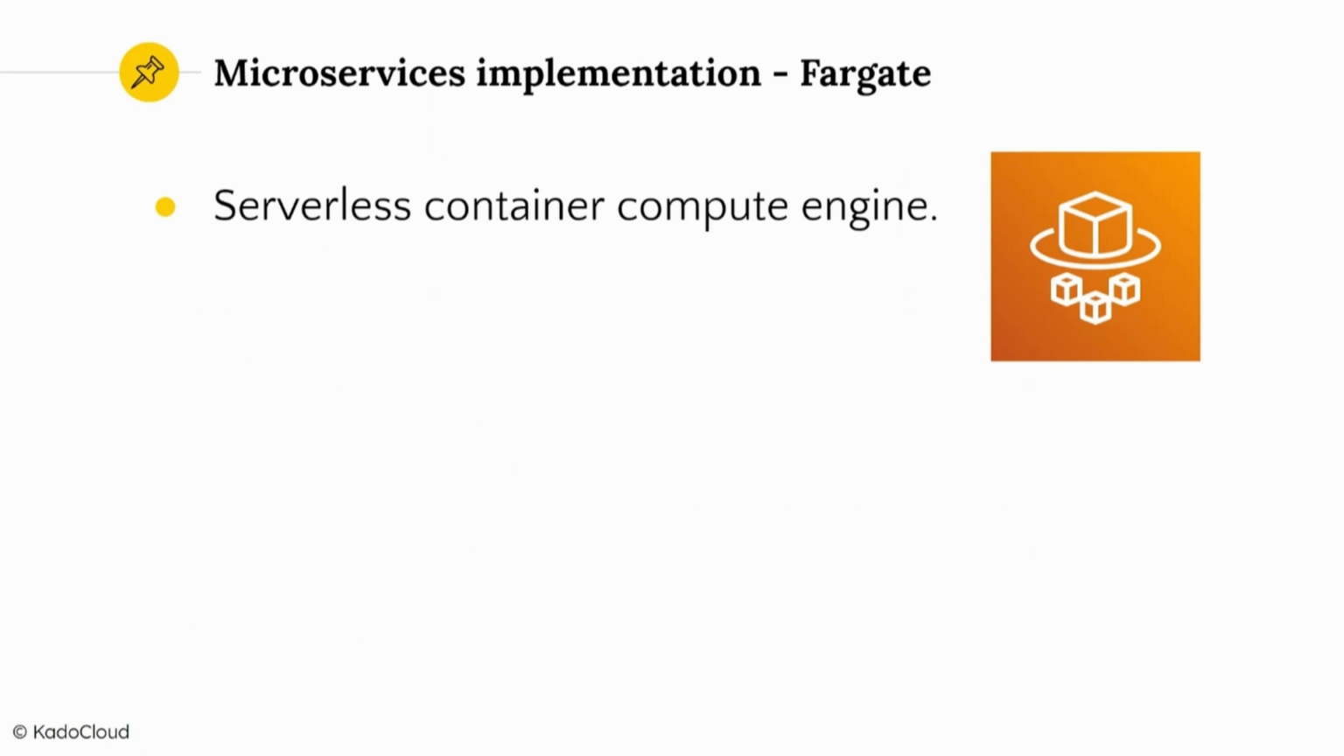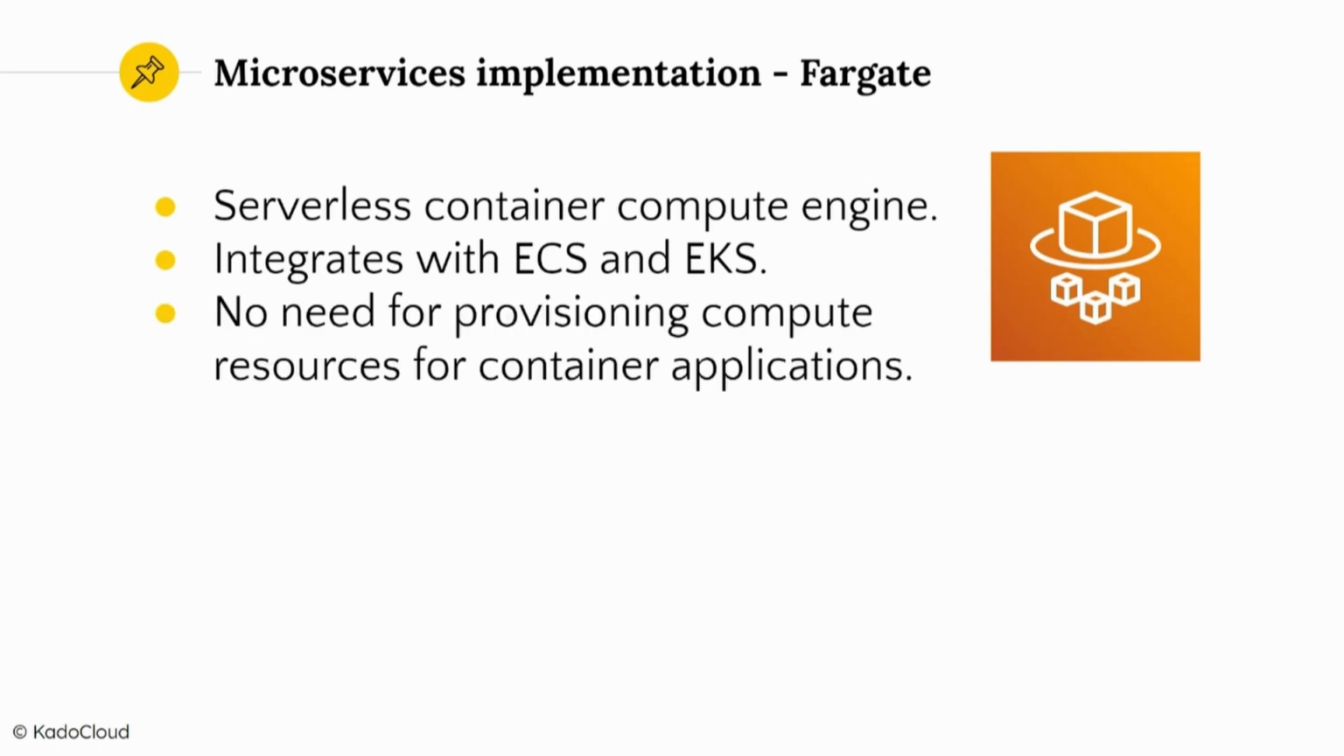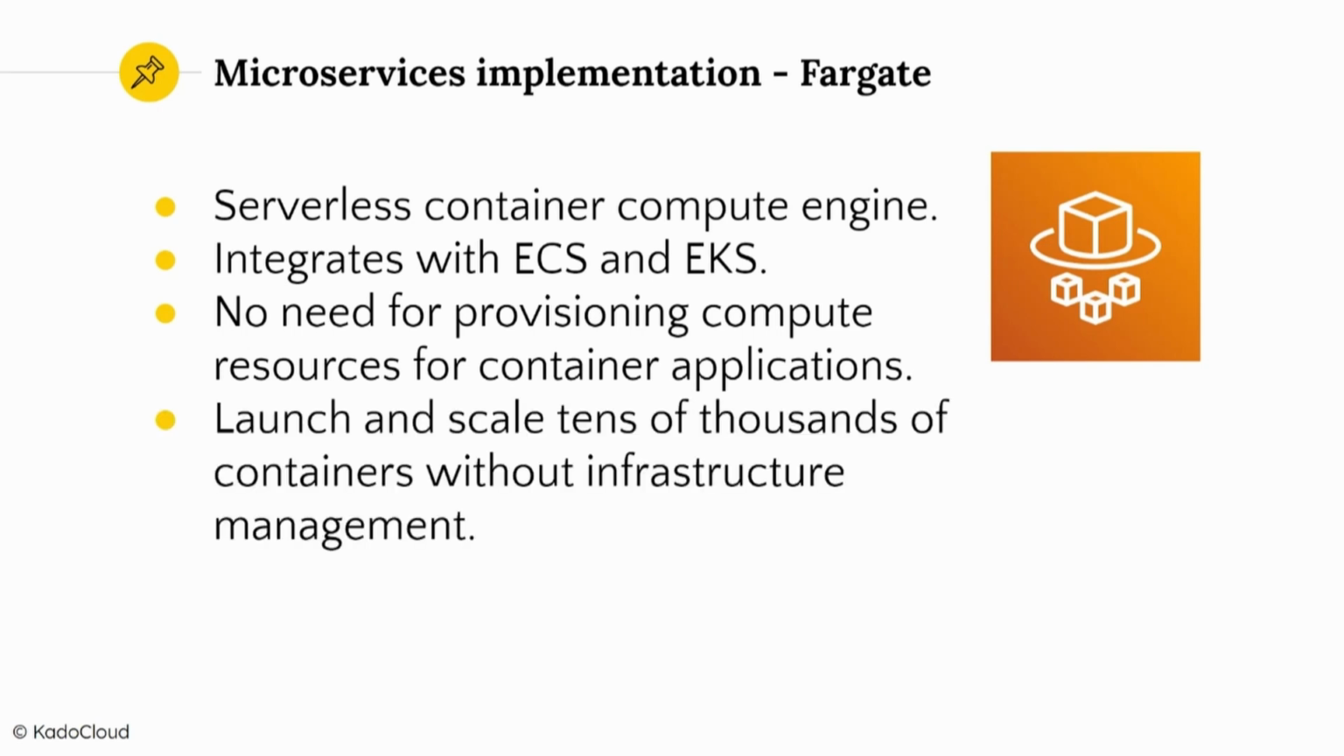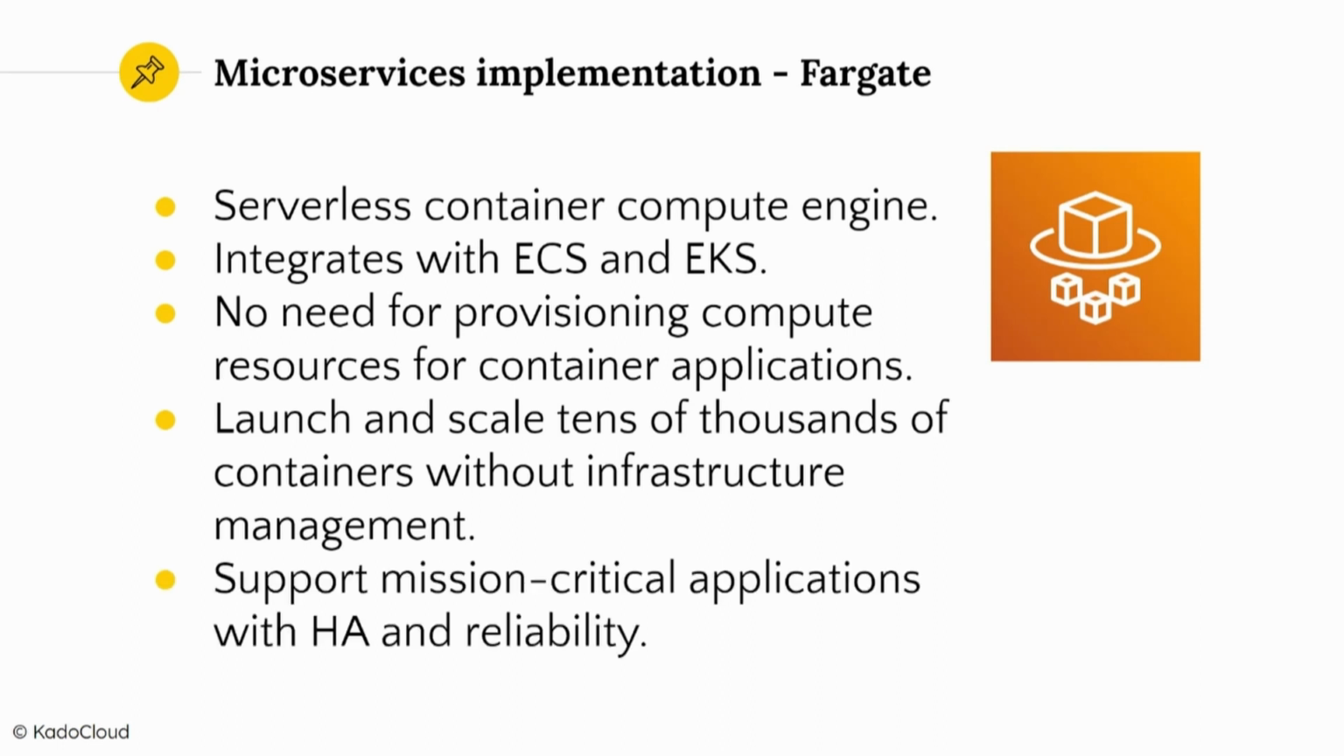AWS Fargate is a serverless container compute engine that integrates with Amazon ECS and Amazon EKS. It eliminates the need to provision compute resources for container applications, allowing you to easily launch and scale tens of thousands of containers without worrying about infrastructure management. Fargate is designed to support mission-critical applications with high availability and reliability.